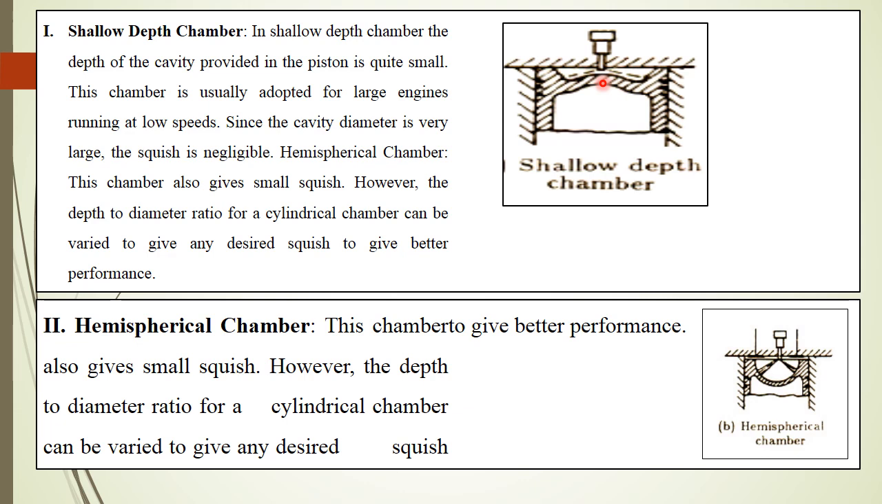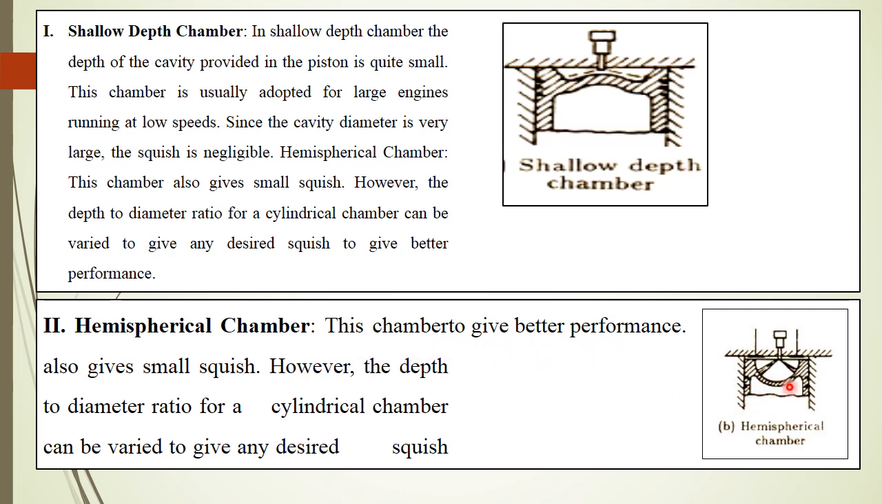Again, the depth to diameter ratio of the cylindrical chamber can be varied to give any desired squish, to give better performance. If we give more depth according to the diameter, what happens? We get a different squish. We get different air motions in this shallow depth chamber for better performance.